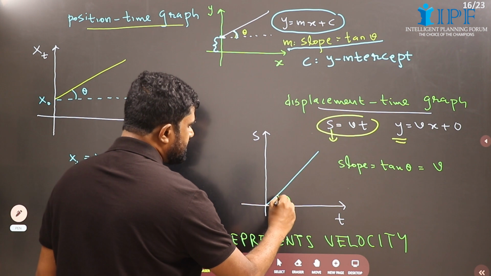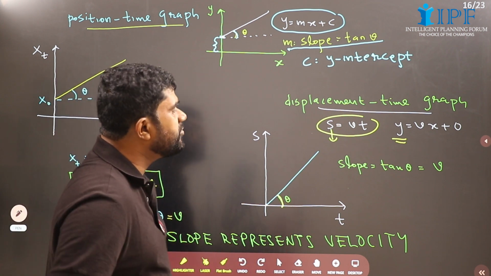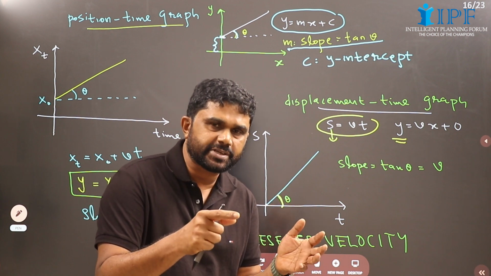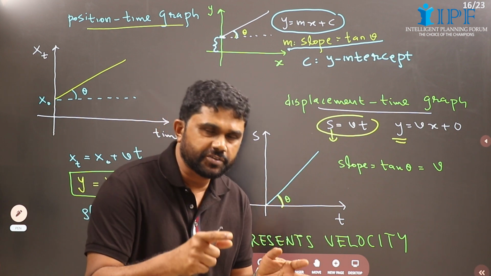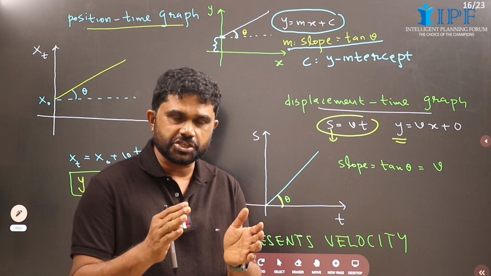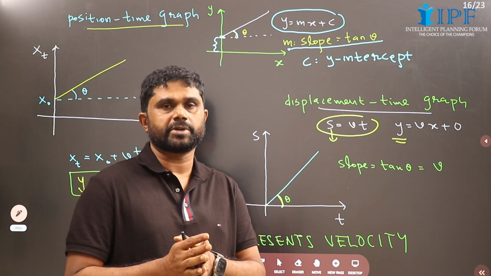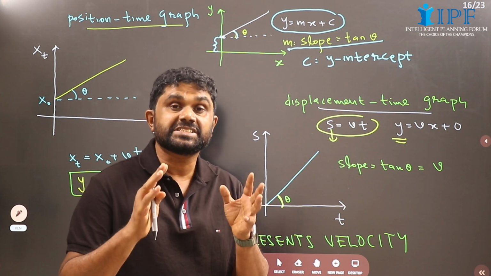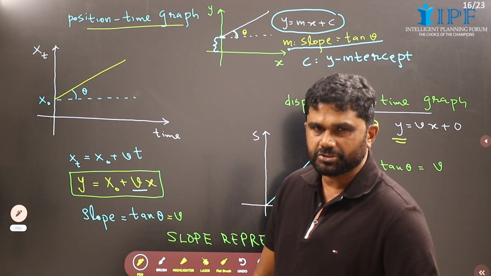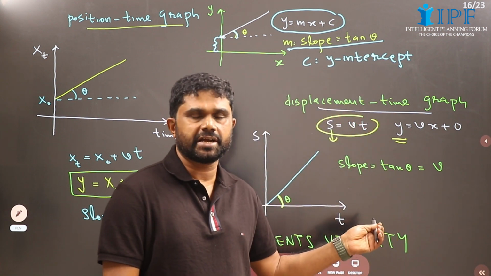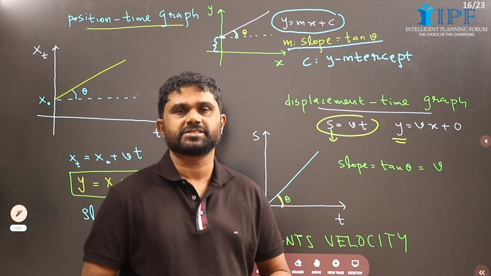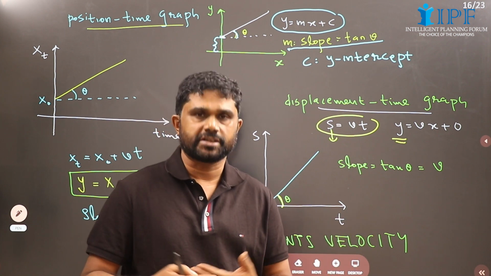Okay, this is theta, so the slope will be tan theta. The slope of the displacement-time graph represents velocity. Slope of the position-time graph represents velocity. Means both the position-time graph and the displacement-time graph must be of the same shape. This is a straight line inclined to the time axis. This is also a straight line inclined to the time axis. They must be equally inclined to the time axis. The only difference is the y-intercept.